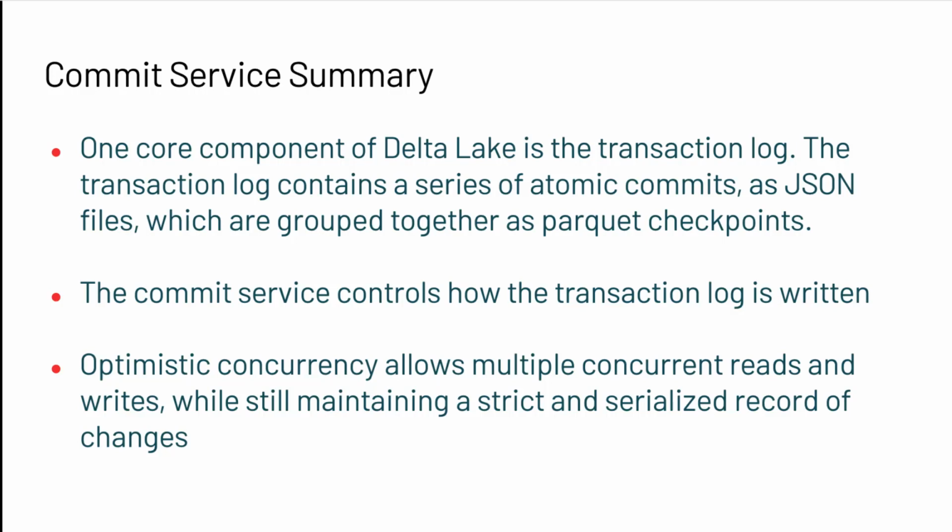So just to summarize, the commit service, again, controls how the transaction log gets written in Delta Lake. And one core component of Delta Lake is the transaction log. It contains a series of atomic commits, as JSON files, which are grouped together as parquet checkpoints. Optimistic concurrency allows for multiple concurrent reads and writes while still maintaining a strict and serialized record of ACID transactions. Great.